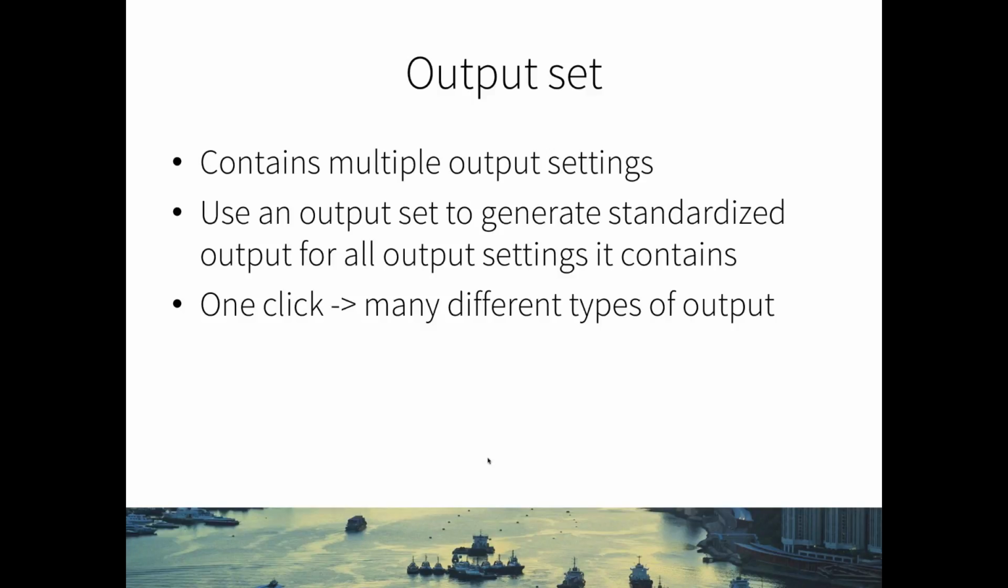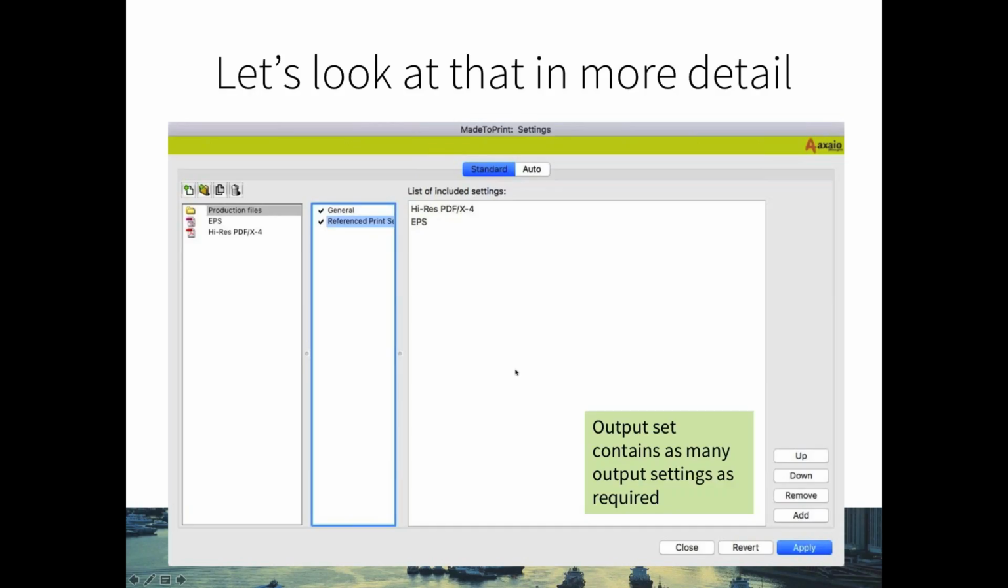The better solution in MadeToPrint is to build an output set, and one of those sets is a group of output settings. So an output set contains multiple output settings, and all of them will be used. If I print an output set or generate output from an output set, then automatically all of the different output settings in there are going to be generated. How does that work?